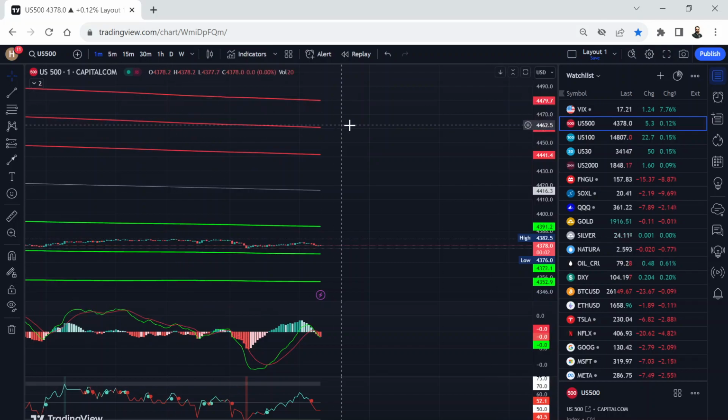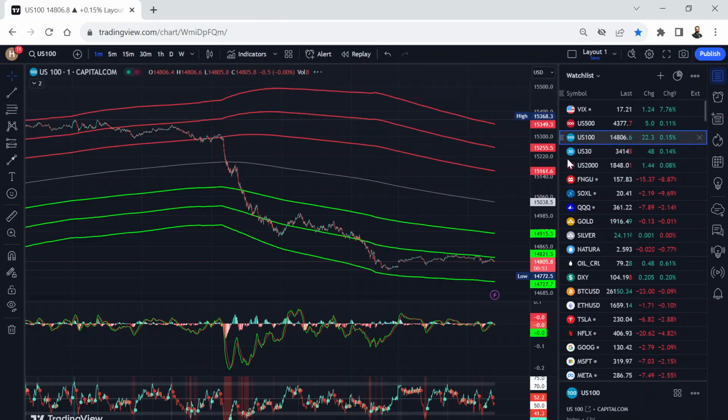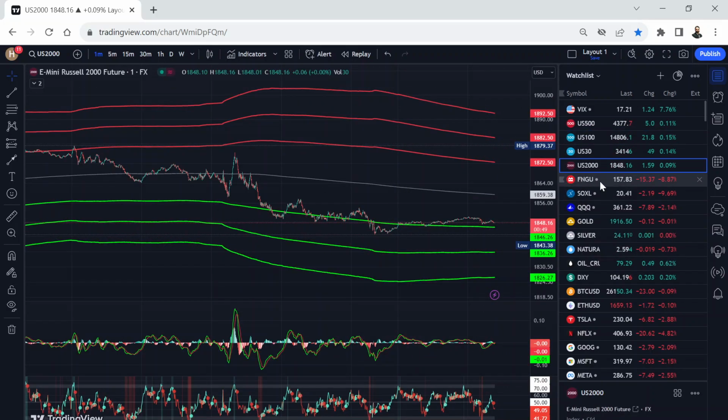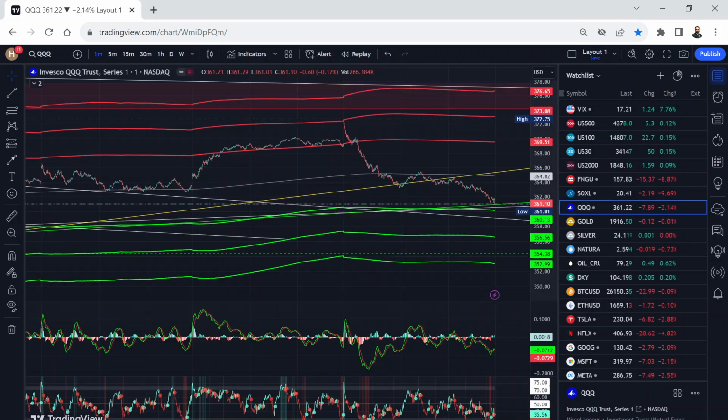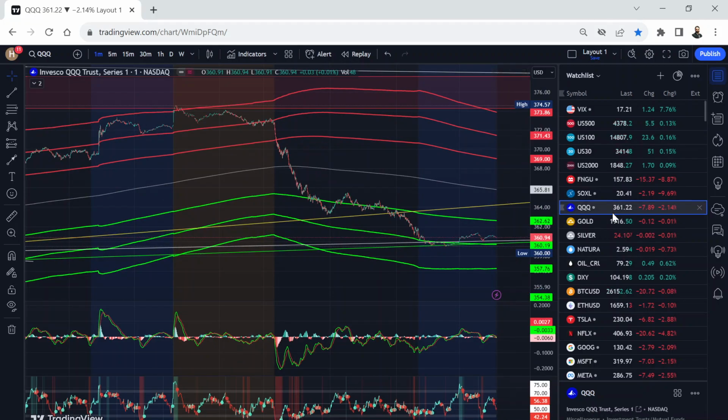So let's quickly look at zones. Let me bring this indicator down so you can see S&P 500 in the buy zone here. Nasdaq is in the buy zone, US 30 in the buy zone, all the indexes are in the buy zone, and triple Qs, let me get extended hours back. You can see triple Qs in the buy zone here.